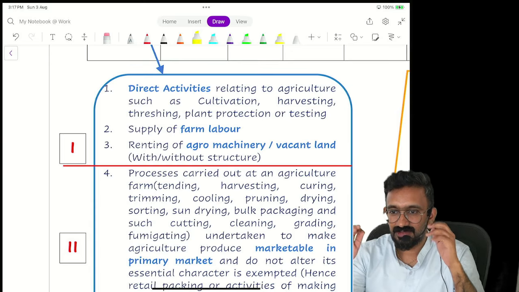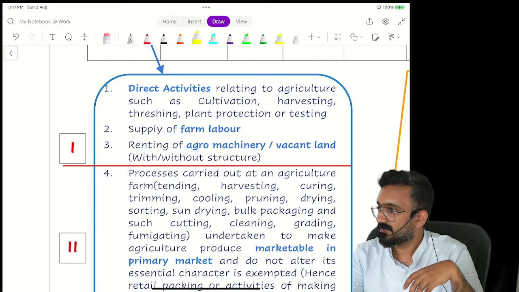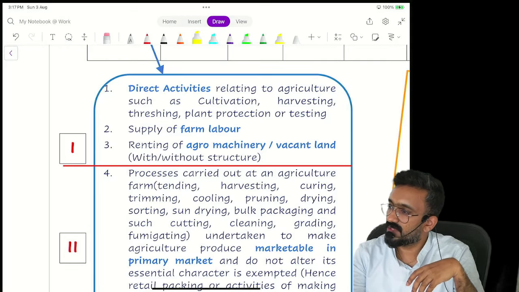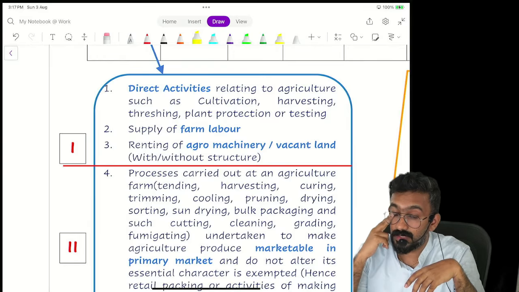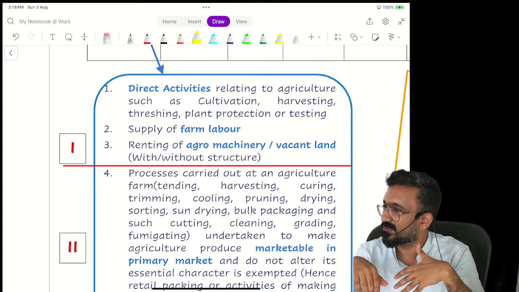Harvesting, cultivation. A farmer has 1 acre of land. I went to the farmer and said, I would do cultivation for you as a service. You pay me 1 lakh, I'll cultivate whatever seed you want me to cultivate. Taxable or exempt? Exempt. Harvesting I'll do for you, exempt.